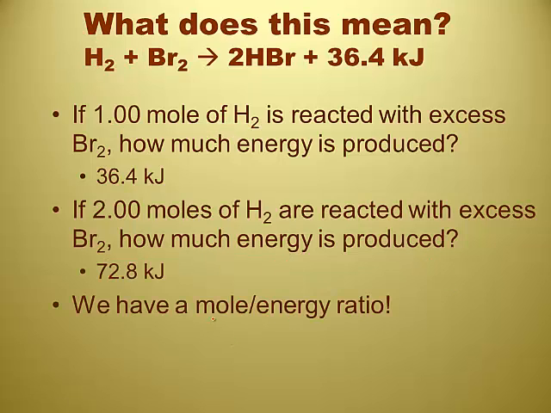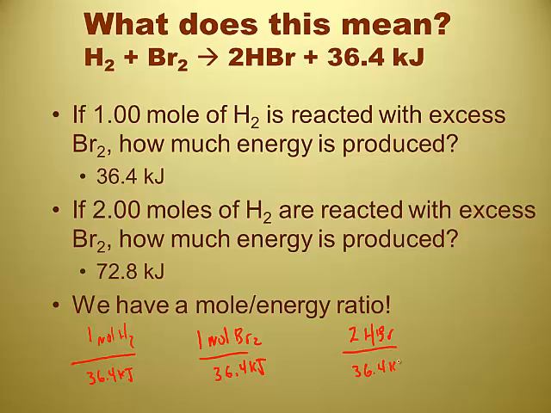And so the big deal here is that we now have a mole-energy ratio that can be found from the balanced thermochemical equation. We could say 1 mole of hydrogen is proportional to 36.4 kilojoules of energy. And you can do it for all the substances. We could say 1 mole of bromine, Br2, is equal to 36.4 kilojoules in this equation. Or we could say that 2 moles of HBr is worth 36.4 kilojoules of energy. So we get 3 ratios that we could use from this one equation.